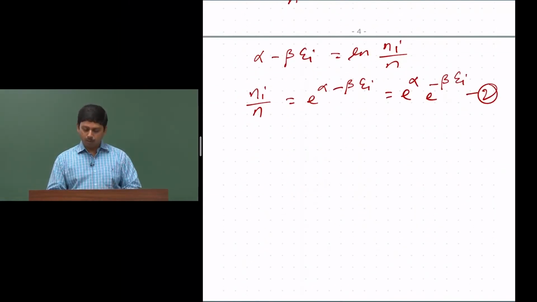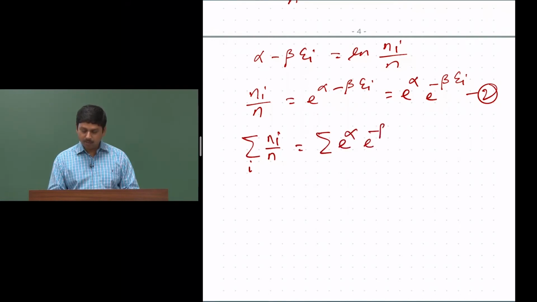Now, let us take the sum of both sides. So, the sum of Ni by n over all i's is the sum of e to the power alpha times e to the power minus beta Ei.